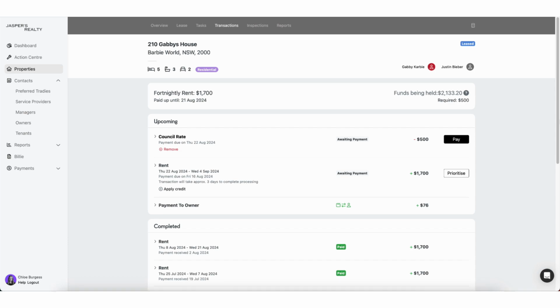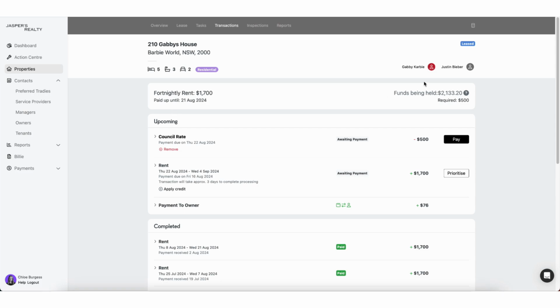Starting up top, we are looking at that first box, and this box gives me a little bit of an indication of the tenant's payment frequency, the price, and where they are paid up until. As you can see, my tenant here pays their rent fortnightly, at a figure of $1,700. They are currently paid up until the 21st of August 2024.